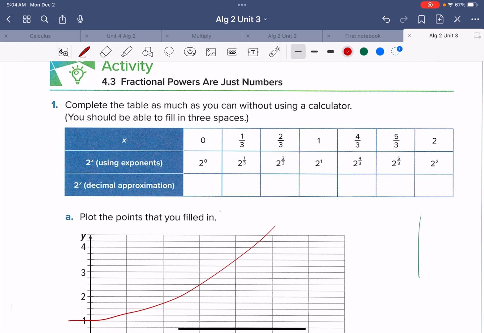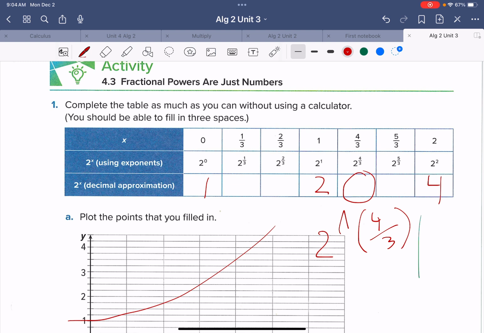But 2 to the 0 power, of course, is 1, right? 2 to the 1st power is 2, and then 2 to the 2nd power is 4, and then all these others are going to be in between 1 and 2 and 2 and 4. So you can type them into the calculator. You can do 2, and then you can use the caret key, like so, and then you can do parentheses, and then you can do 4 divided by 3. And that would do this answer right there. And you can get a decimal approximation. You can see how this grows.